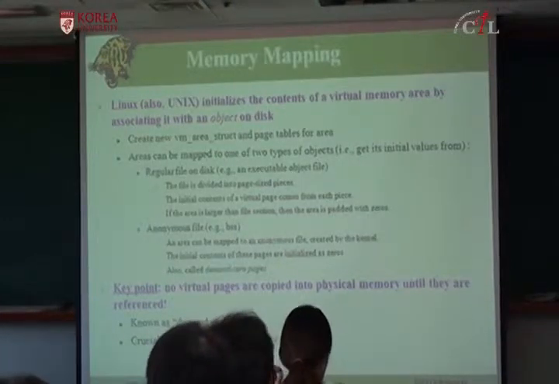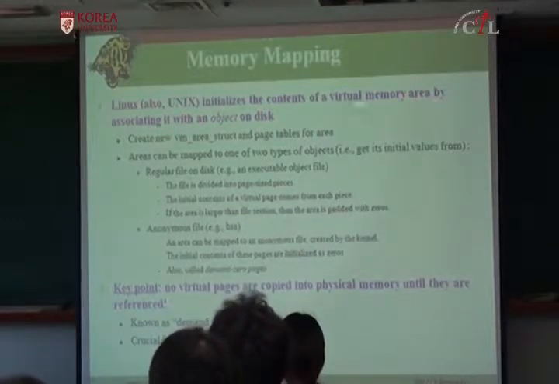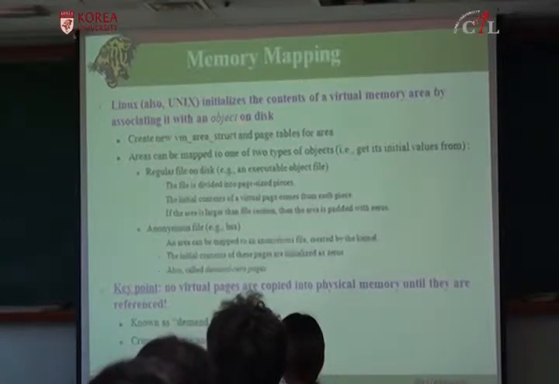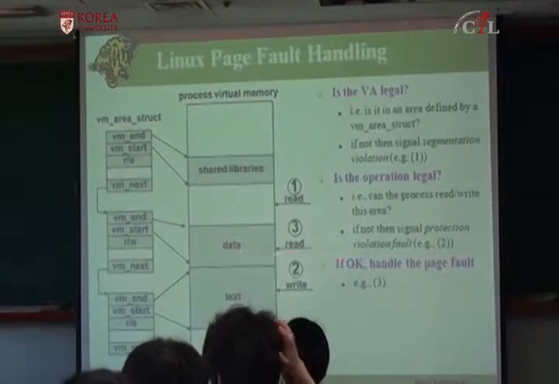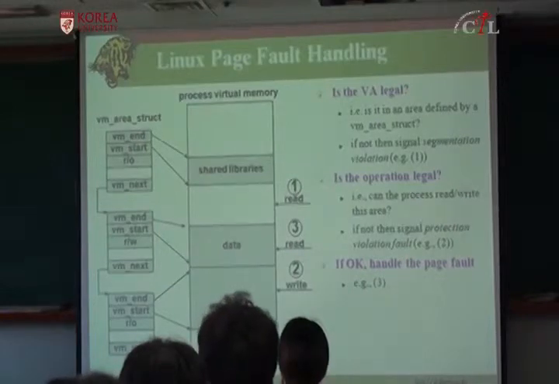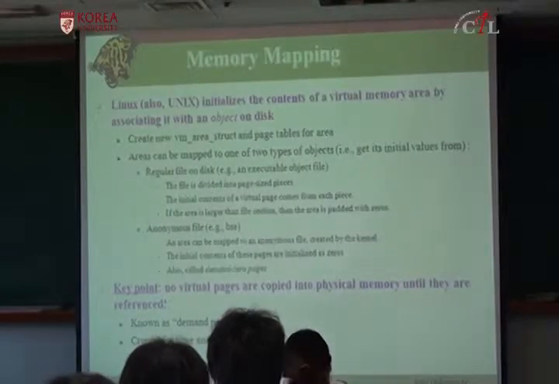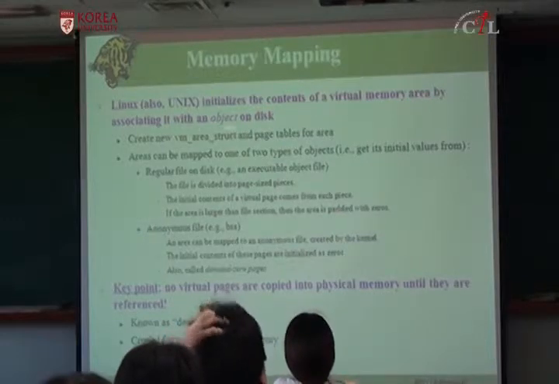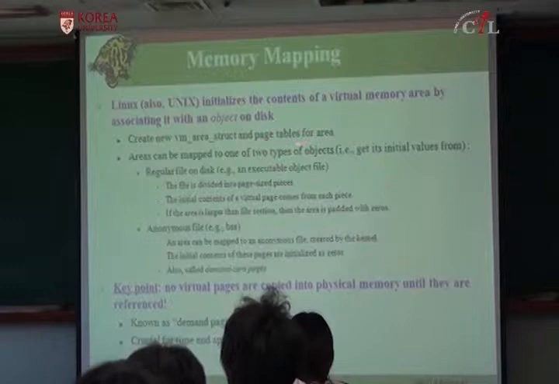Okay. So Linux, and this includes Unix, initializes the content of a virtual memory area by associating it with an object on disk. Okay? So each of these areas is associated or mapped to some object. The object may be an executable file. So when you start to run, you actually initialize the content of the virtual memory area by associating it with an object on disk. So in general, you create a new virtual memory area structure and page table for the area.